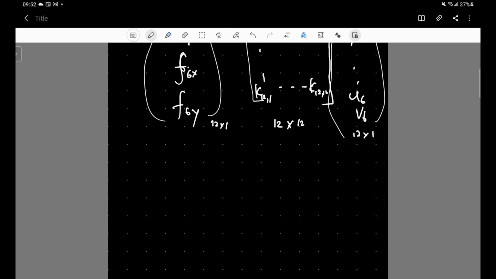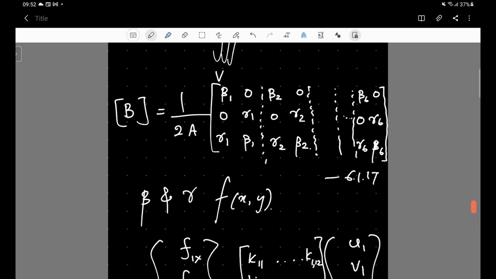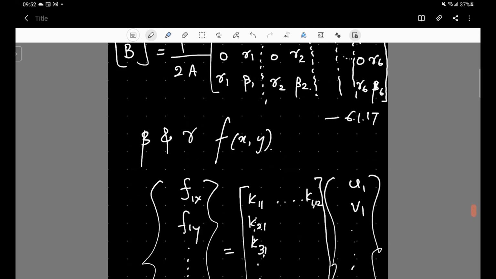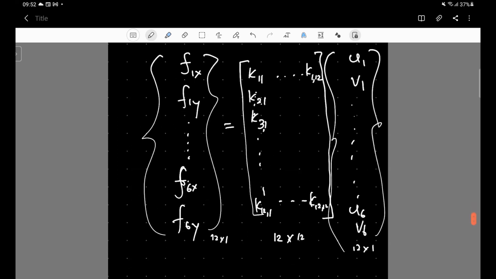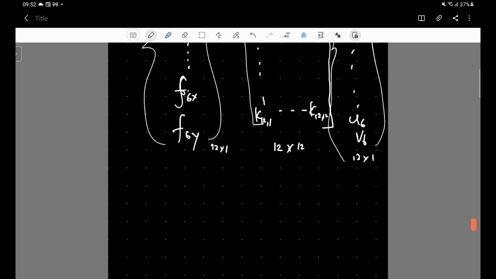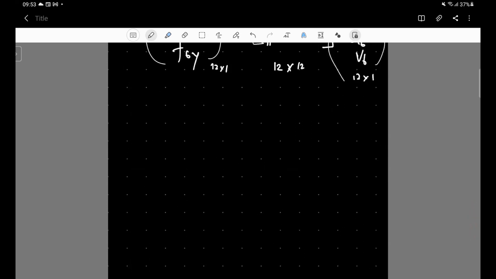So now I think it's the right time to get a feeling of what we already did. Let's take an example to determine the element stiffness matrix, or how the evolution of the element stiffness matrix can be explained using an example of an LST element.